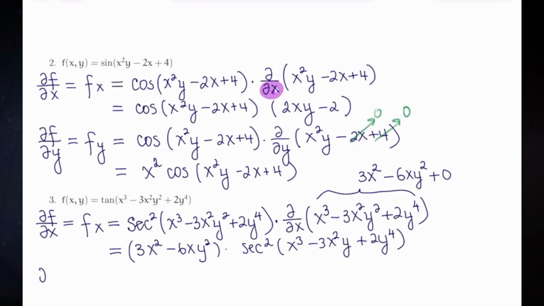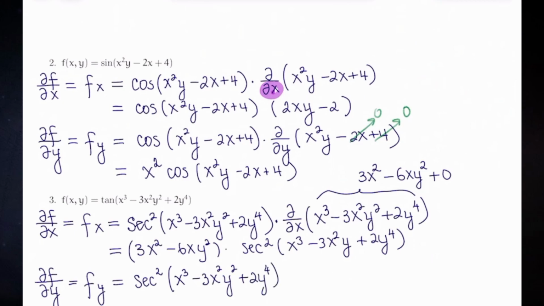So now let's do df dy, the partial of our function with respect to y. The first step is the same: secant squared of x cubed minus 3x squared y squared plus 2y to the fourth, times the derivative of the argument with respect to y. So partial with respect to y of the same expression. What's going to happen here? This first term is going to be 0, but the rest is not going to be 0.